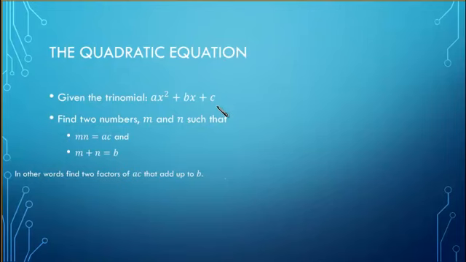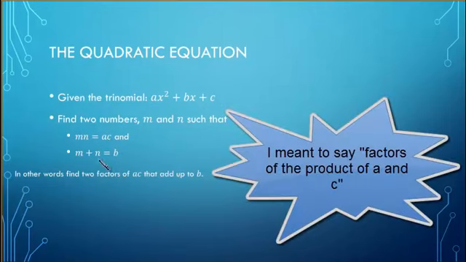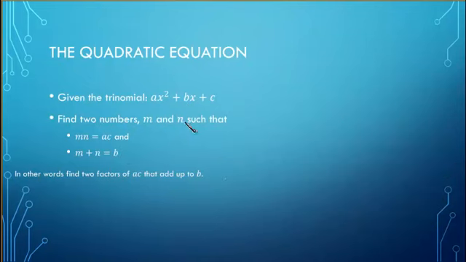The first thing we have to do is find the product of a and c, that is, multiply a times c. Once we have that number, we then have to find the factors of that product. In other words, we have to find two numbers, let's say m and n, that multiply to give us a times c. But these two factors have to add up to give us b. If we can't find such two numbers, then the quadratic expression cannot be factorized.